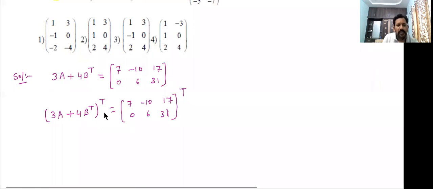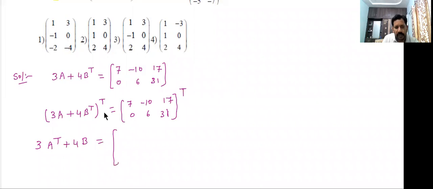Now see this: 3 into A transpose plus 4 into B transpose, whole transpose. B transpose whole transpose, how much? That is B only. Okay. Here, observe that matrix. Write the transpose, interchanging the rows into columns: 0, 6, 31. This is it.